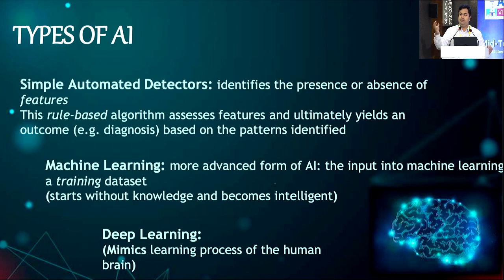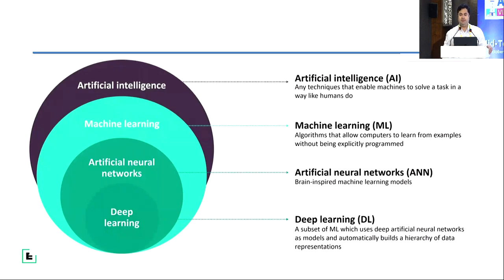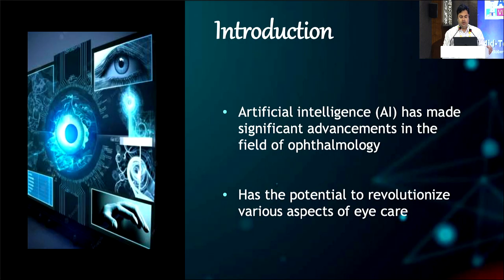And the third thing is deep learning. That is again a subset of machine learning itself, which is based on artificial neural networks. It's just like how a brain works. One such example is driverless cars. That is purely based on deep learning. So as I explained, artificial intelligence is the largest subset. Within that you have machine learning and artificial neural networks, and you have deep learning, right?